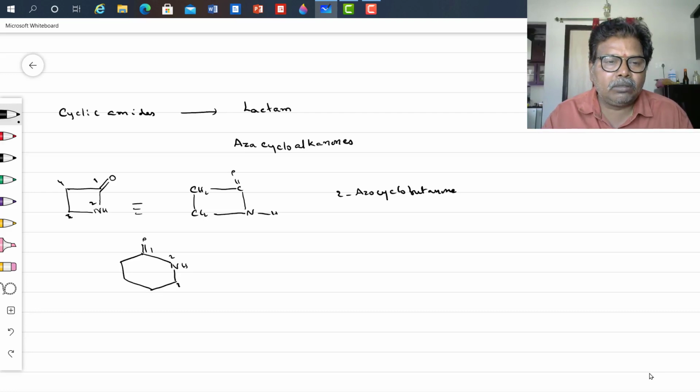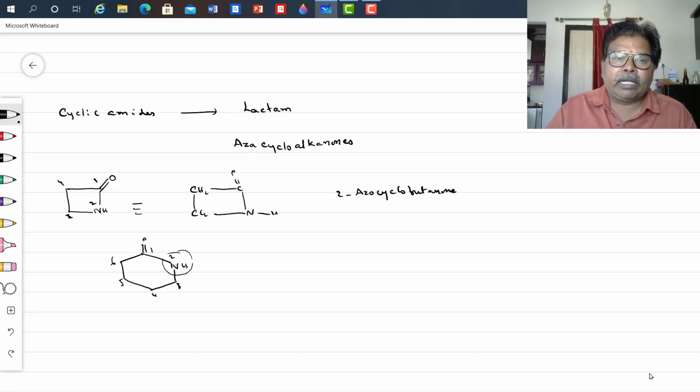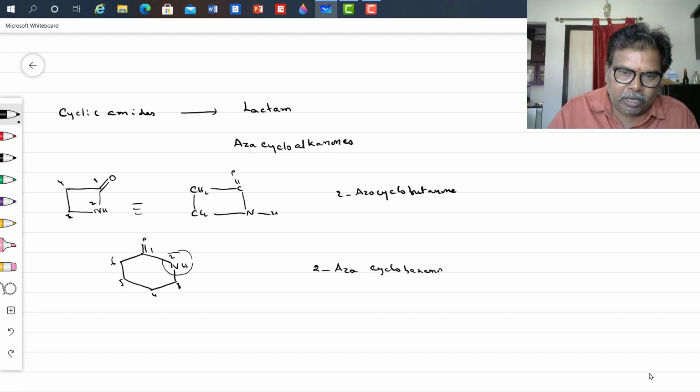1, 2, 3, 4, 5, 6. This is treated as a substituent. So this is cyclohexanone in which at the second position nitrogen is there. So therefore it is 2-aza cyclohexanone.